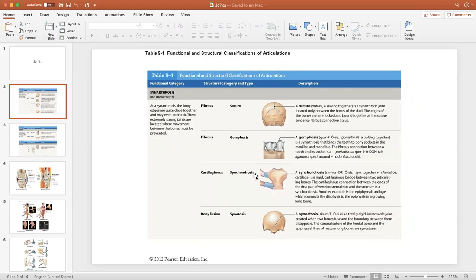And then we have cartilaginous synchondroses. So this is where cartilage attaches bone to bone, okay, like in our sternum, our ribs, so synchondroses. And then we have the synostosis, which is like a bony fusion. So this is the frontal bone. When we're real little, when we're an infant, we have a metopic suture in the middle of our frontal bone here, but then it completely ossifies over and fuses. So there's not even a suture there anymore. So that's the synostosis. Okay.